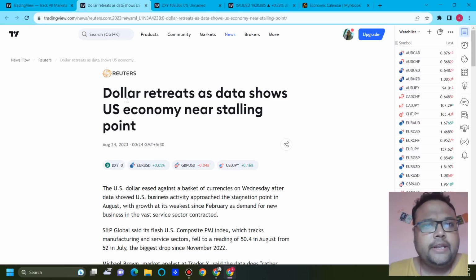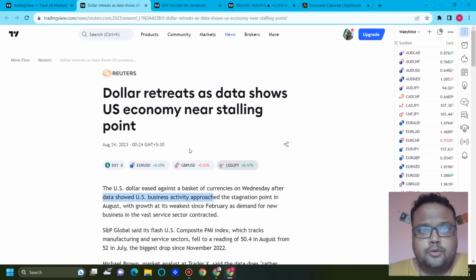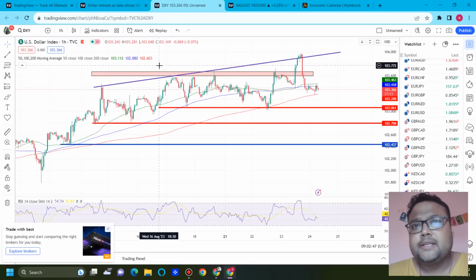You can see here, dollar retreats as data shows US economy near stalling point. The US dollar fell against a basket of currencies on Wednesday after data showed US business activity approached the stagnation point in August, which is very important, with growth at its weakest since February as demand for new business in the vast service sector contracted. So this was big news, as a result of which we saw a big correction on DXY. And my dear friends, today we have the BRICS Summit.